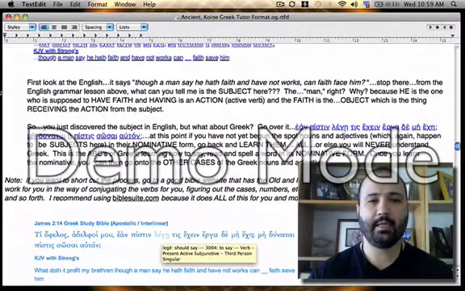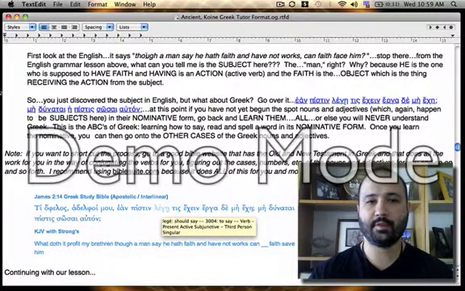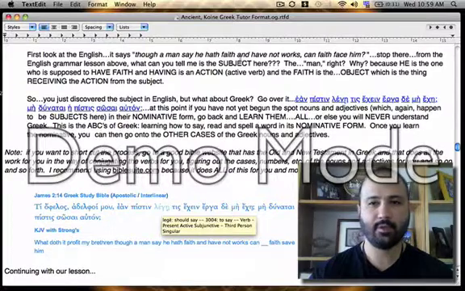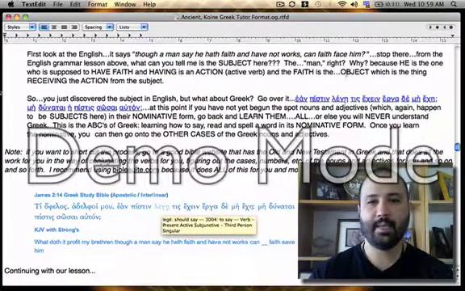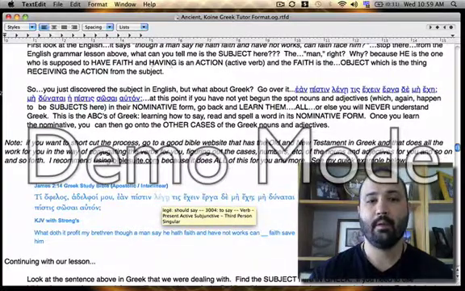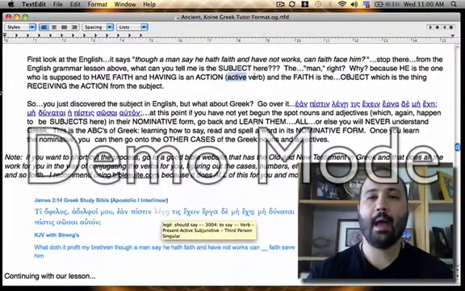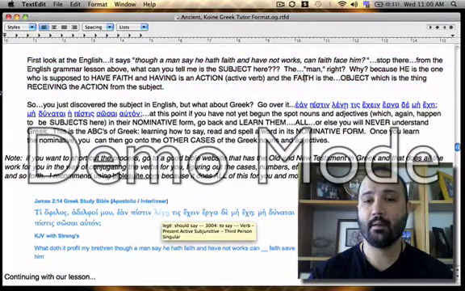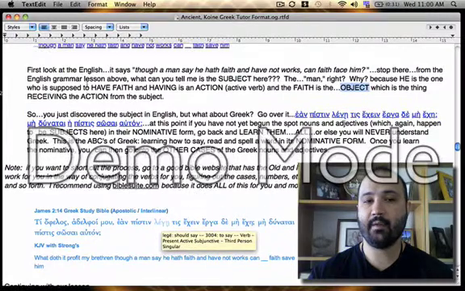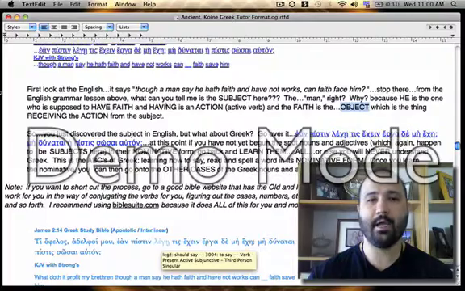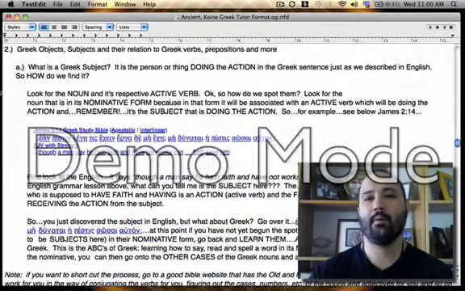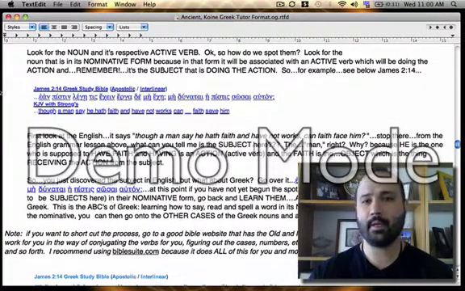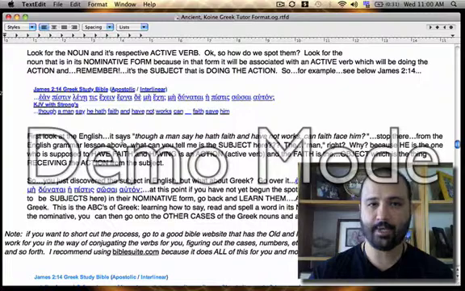First, look at the English again, and go over this here with me. Though a man say he hath faith and have not works, can faith save him? So you stop there from the English grammar lesson above. What can you tell me, who's the subject? The man, okay? Why? Because he's the one who's supposed to have faith. And having is an action. Active verb, like we said before. This is a verb that's doing an action. Now, faith is the object, which is the thing receiving the action from the subject. Now, if you don't know what the object is yet, go back to our English lessons in part 1. Know what that is. An object is a person or a thing in a sentence that's receiving action from an active verb that belongs to the subject.